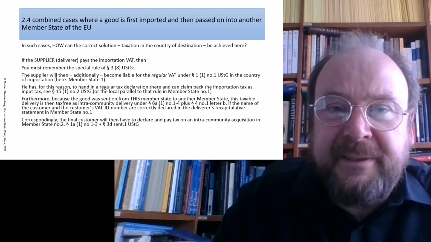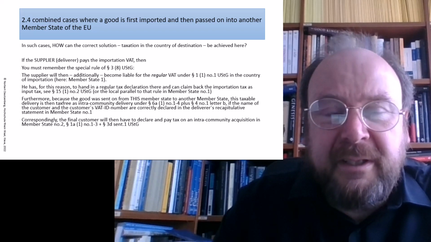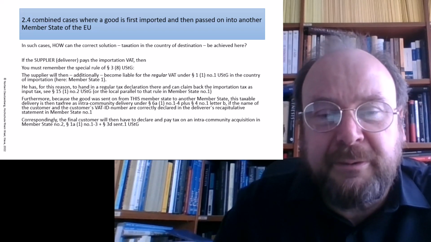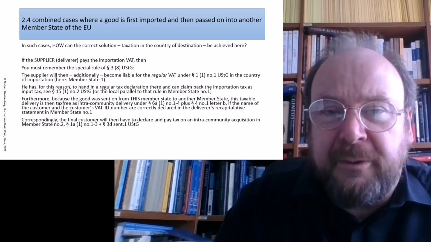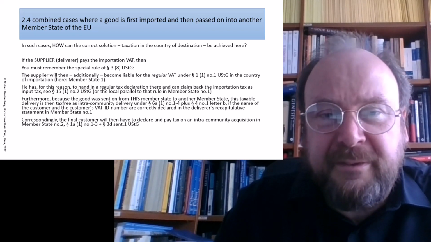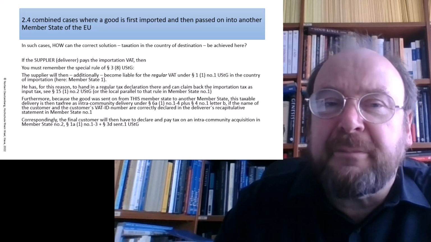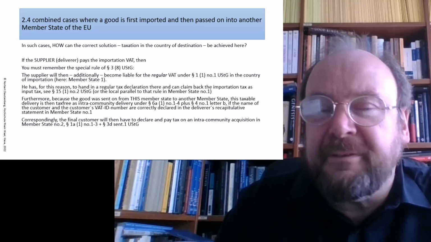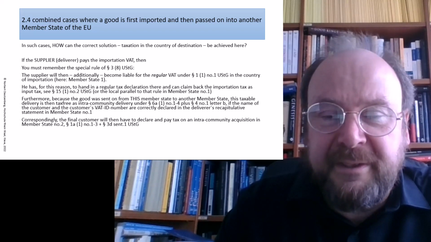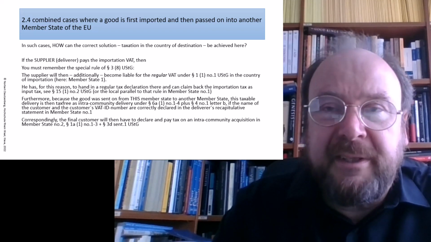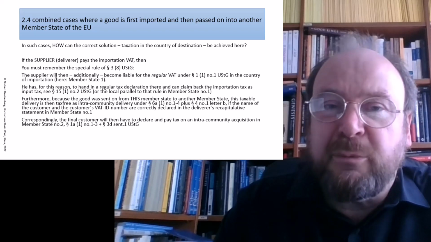So it's an intra-community delivery if my customer was also an enterprise owner. And in order to prove that, I need to give proofs for the transport to member state 2, plus to identify my customer by giving the customer's VAT identification number from the country of destination. Then our deliverer is free of tax in member state 1.